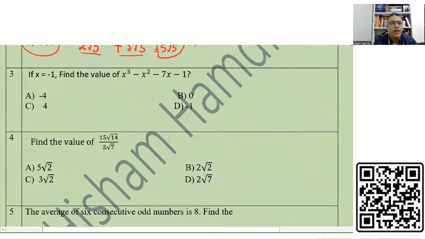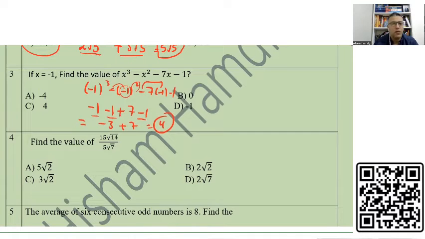Regarding question number 3, if x equals negative 1, what is the value of x to the power 3 minus x squared minus 7x minus 1? I prefer that you put the value of x in brackets, so negative 1 to the power 3 minus negative 1 to the power of 2 minus 7 times negative 1 minus 1. Negative to the power of odd is negative. Negative 1 to the power of 2 is positive, so multiplied by the minus it is negative. Notice that you can't multiply negative by negative first because it's squared first. Minus negative times negative is positive, minus 1. So it's negative 1, negative 1, negative 1, which is negative 3, plus 7, which is equal to 4. So the right answer is C.